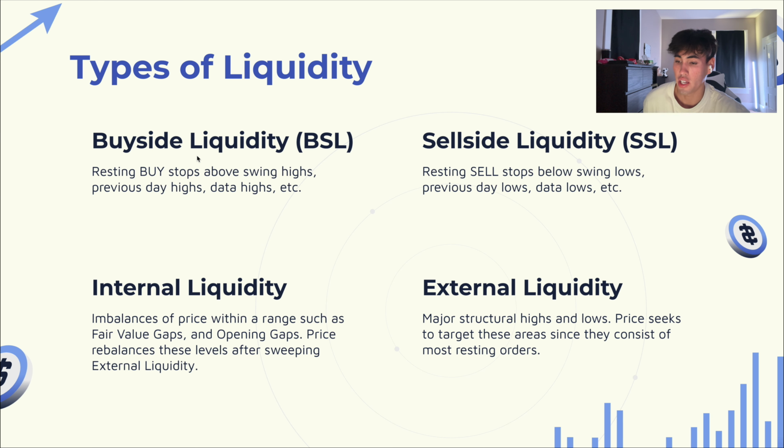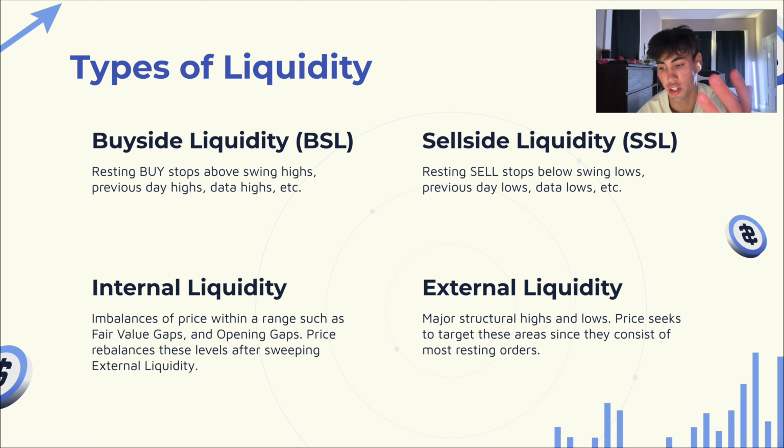The first 2 are buy side and sell side liquidity. Buy side liquidity is when resting buy stops above swing highs and previous day highs, data highs, session highs occur. So that is buy side liquidity. Sell side liquidity is the opposite, where it's resting sell stops below swing lows or at swing lows. So buy stops, sell stops. Buy side liquidity, sell side liquidity. It's pretty simple. And then we also have internal liquidity and external liquidity.